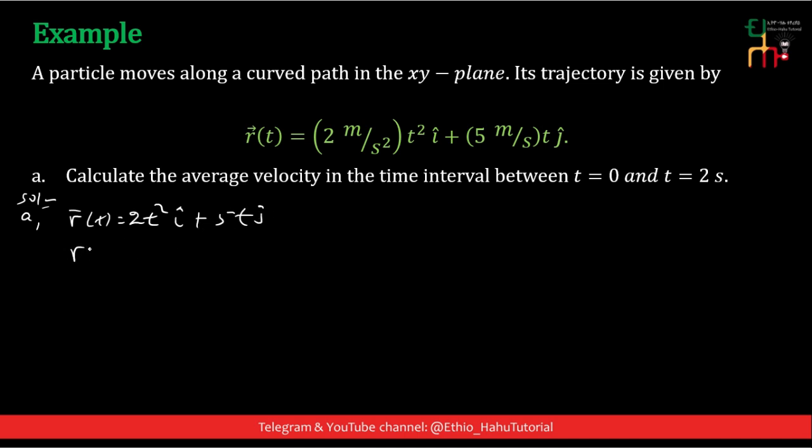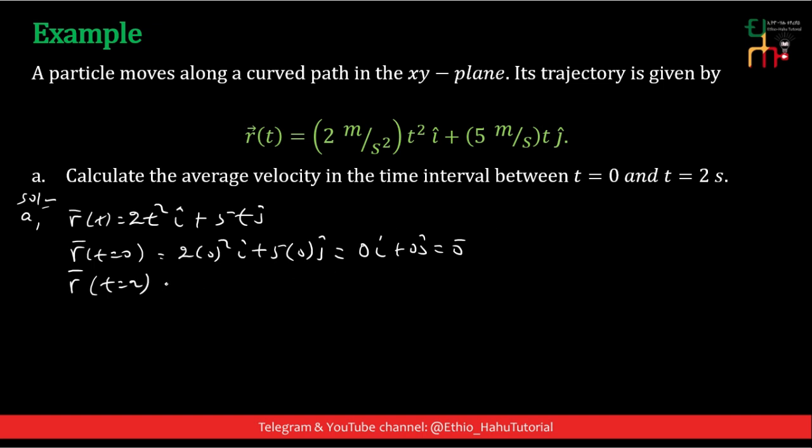But r at t is equal to 0, the initial position at the initial time, is 2 times 0 square i plus 5 times 0 j. This is equal to 0 i plus 0 j, or simply 0. The position at t is equal to 2 seconds, at the final time, is equal to 2 into 2 square i plus 5 into 2 j. This is equal to 2 times 4, 8 i plus 5 times 2, 10 j meter.